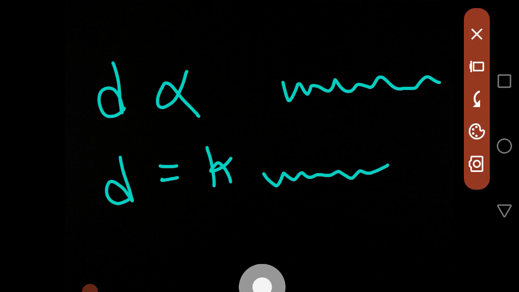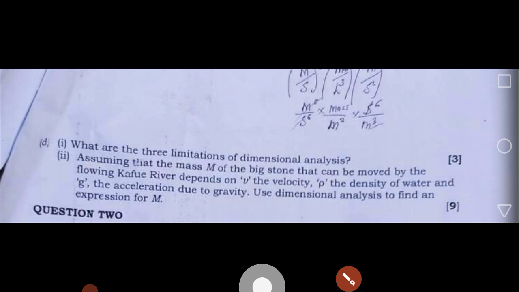Now, enough of the blah blah blah. Let's look at something practical. Let's look at a question. Number one says, what are the three limitations of dimension analysis? Number one, dimension analysis cannot help you to find the exact value of a constant. Because remember, when we say distance depends.